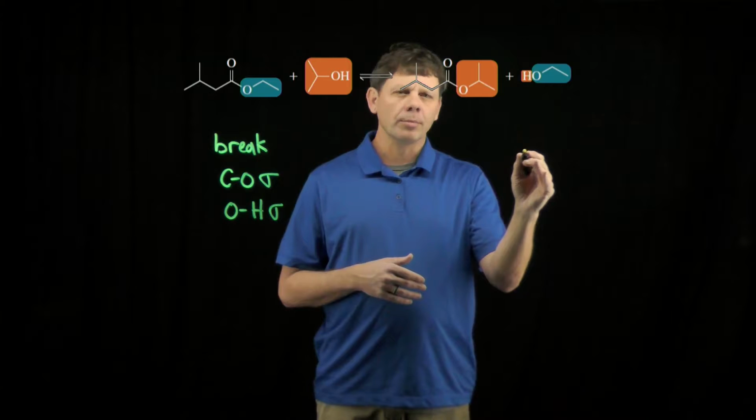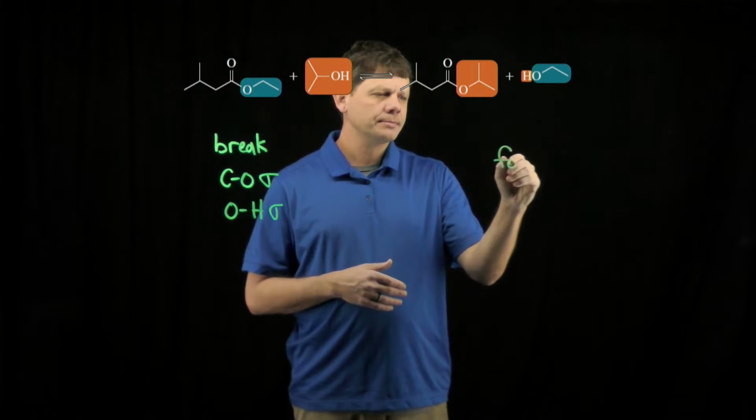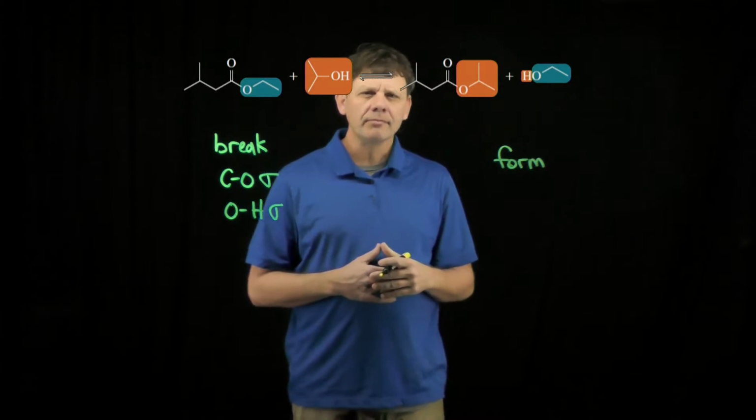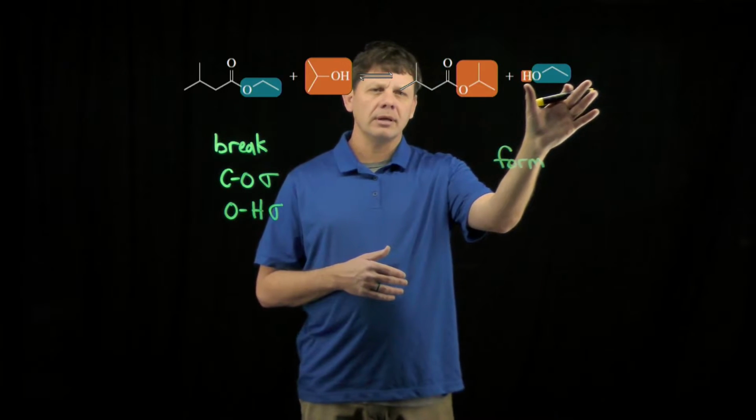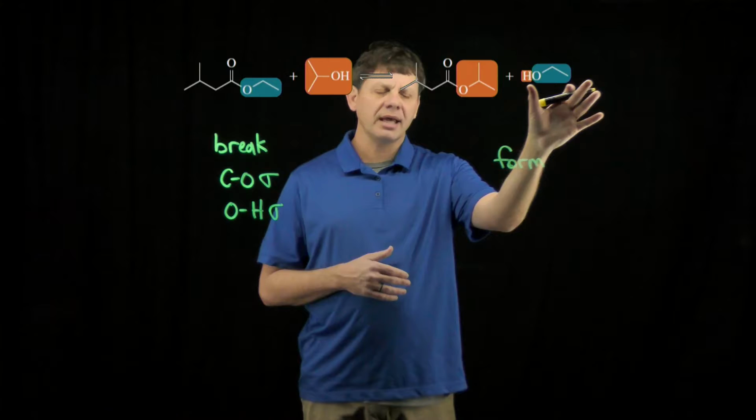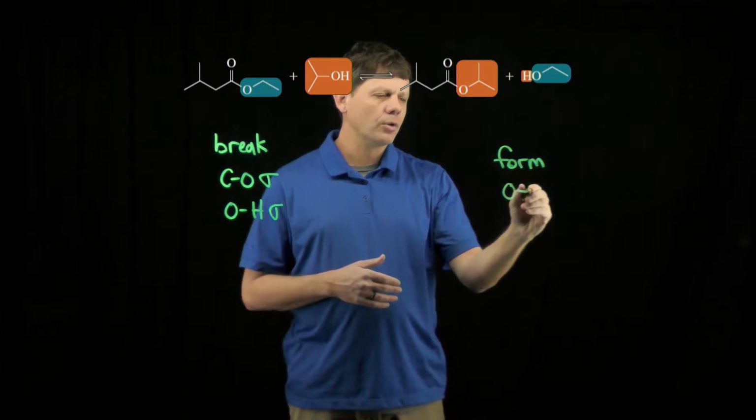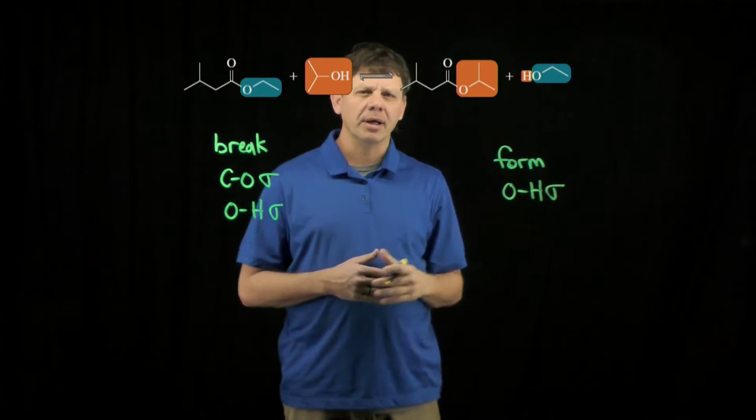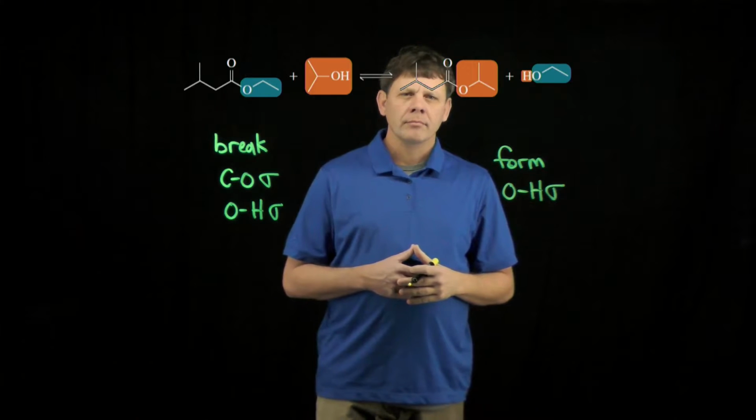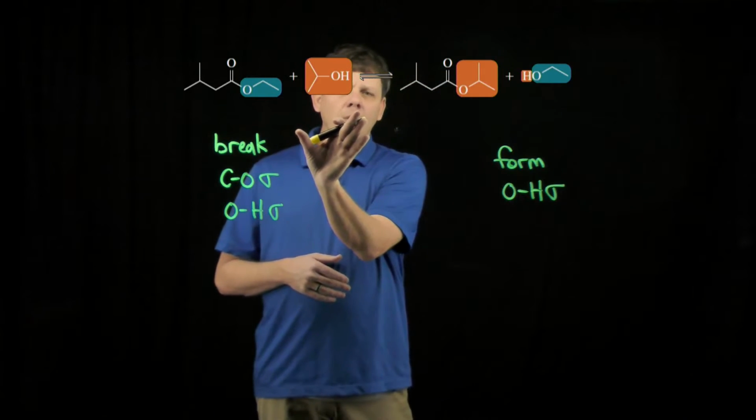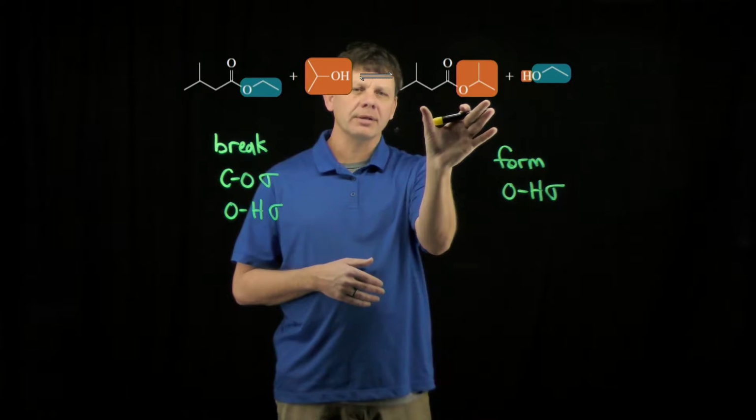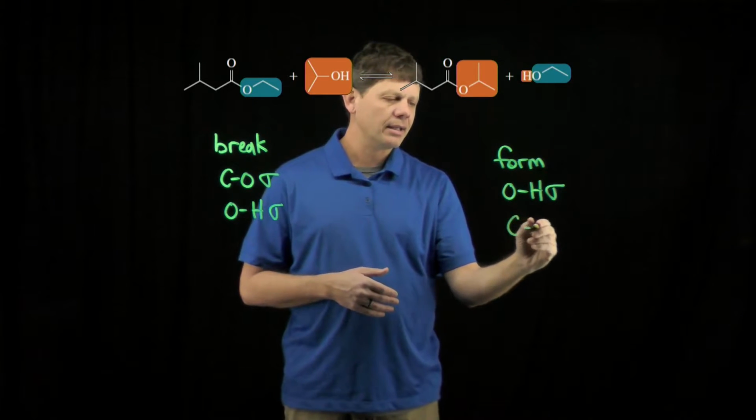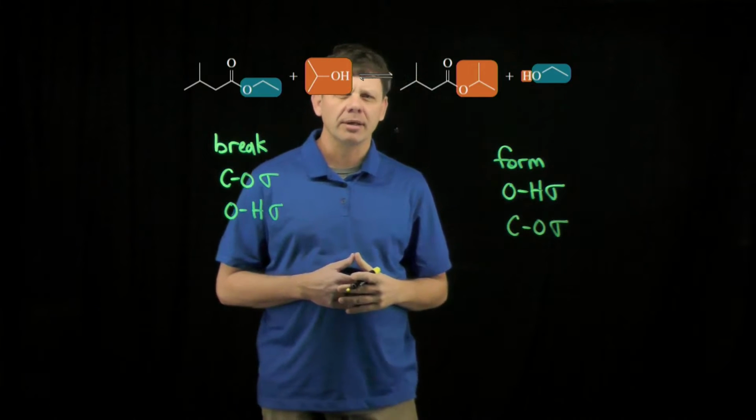What do we form? We'll put that on the right side of the equation. And what you notice is that the blue molecule has the orange H attached to it. So we are forming an OH sigma bond. And now the orange alcohol is attached to the carbon of the carbonyl. So we've made a CO sigma bond.